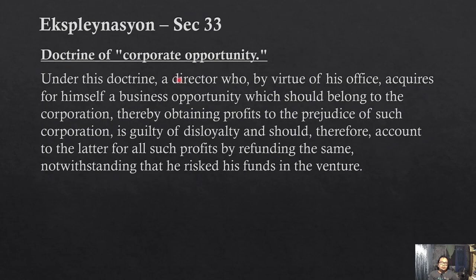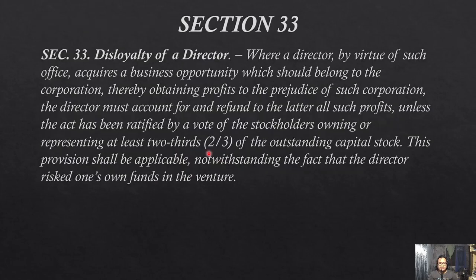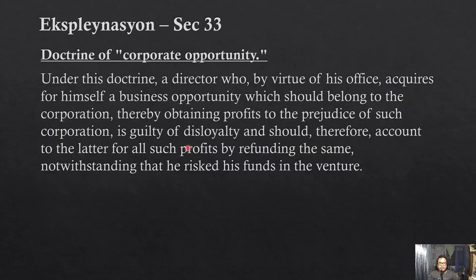Tinatawag dito, doctrine of corporate opportunity. Under this doctrine, a director by virtue of his office acquires for himself a business opportunity which should belong to the corporation, thereby obtaining profits to the prejudice of such, therefore account to the latter for such profit, refunding the same notwithstanding that he risks his fund in the venture. So yan, nirepeat lang. Tawag dito, doctrine of corporate opportunity.